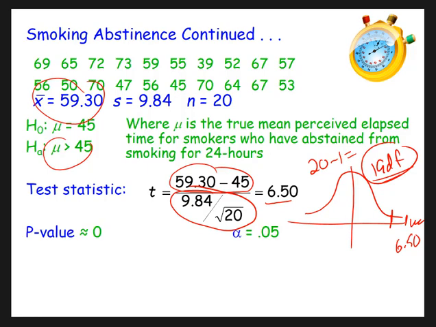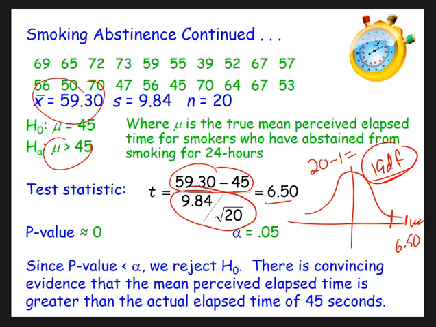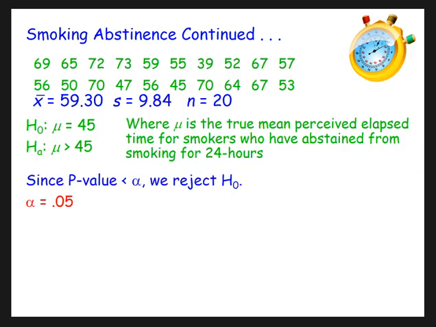The p-value of that, just like it would be for a normal, being greater than a 6.5 would be extremely small. It's approximately 0. So since the p-value is less than alpha, we reject the null. So there's convincing evidence that people in nicotine withdrawal do overestimate time intervals.